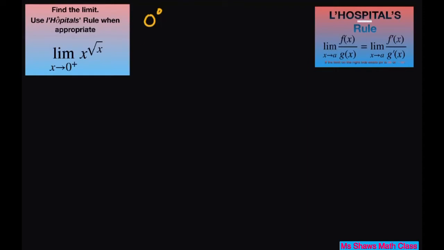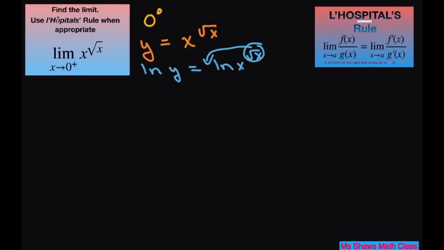We're going to set y equal to x to the power of square root of x, and then take the natural log of both sides of the equation. Then use your power rule and move this in front. So basically I'm going to simplify this as square root of x times ln of x.